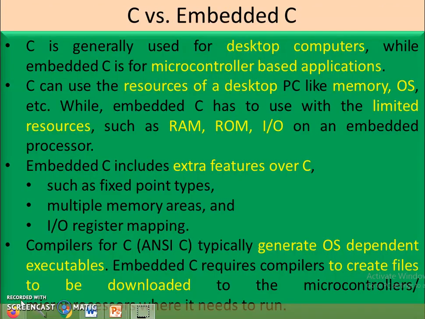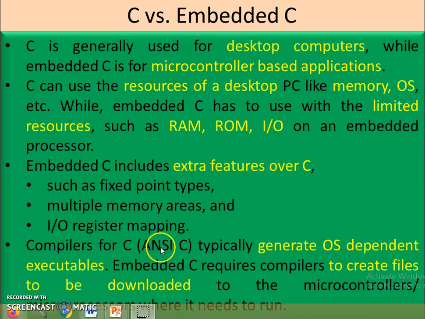Next topic: C versus Embedded C. C is generally used for desktop computers, while Embedded C is used for microcontroller based applications. C can use the resources of a desktop PC like memory, OS, etc., while Embedded C has to work with limited resources such as RAM, ROM, and input-output on an embedded processor. Embedded C includes extra features over C such as fixed point types, multiple memory areas, and input-output register mapping.